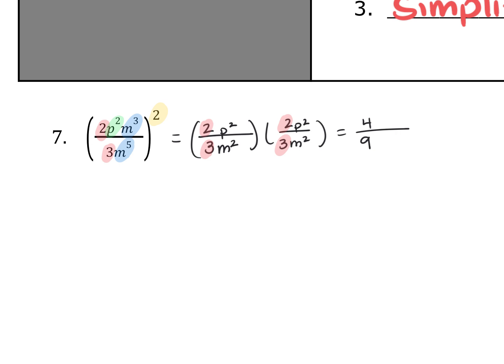Okay, now I'm going to look at my p's. I have p to the second and p to the second. Because they're powers, I'm going to add those. That's going to give me p to the fourth. So I'm going to put that p to the fourth, and it's just going to stay right where it's at. And then finally, I have my m's. I have m to the second and m to the second. Because those are powers, I'm going to add them, and I get m to the fourth. And as long as you did all of your simplifying inside your parentheses first, then your final answer should already be simplified, so you don't have to worry about simplifying it again.